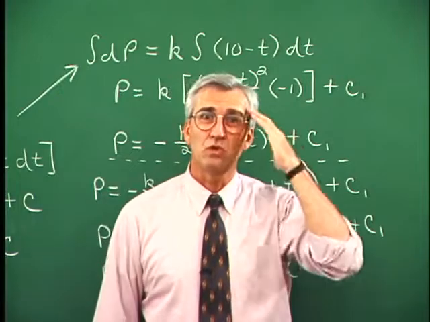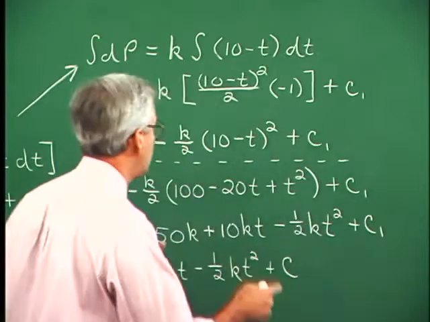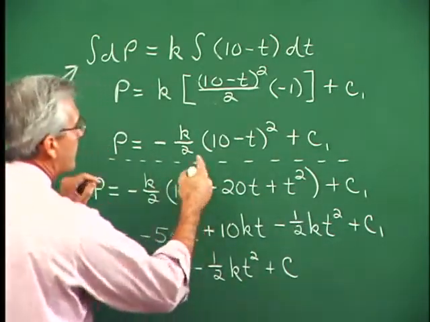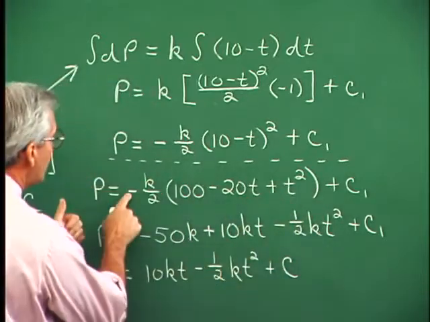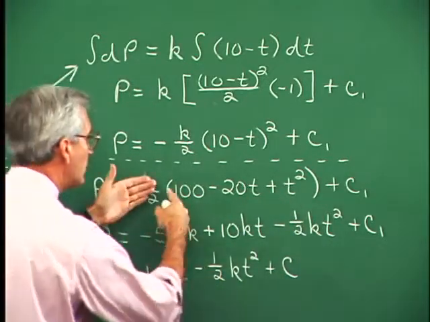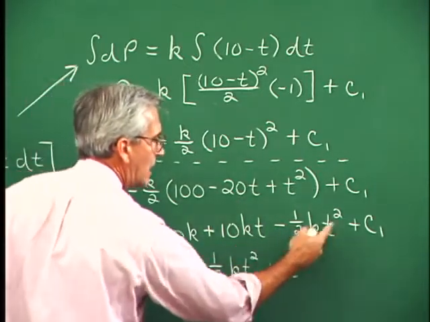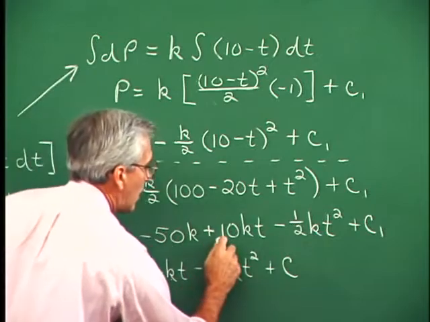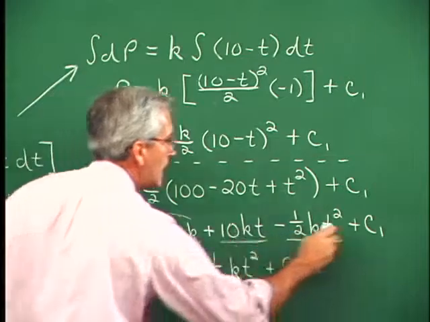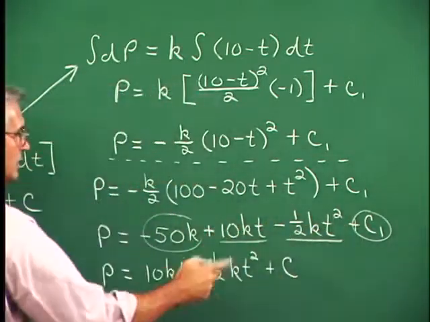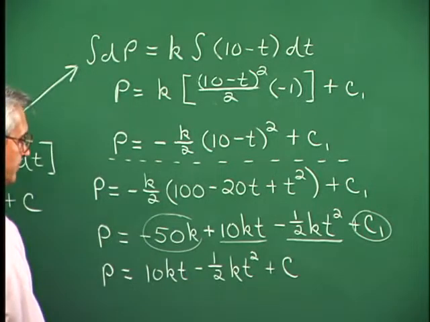And you might think, which one is right? Well, it turns out that we can manipulate from one form to the other, particularly from this form to the other. If we square the binomial, we get this trinomial, and if we multiply by negative k over 2 in this trinomial, we get negative 50k plus 10kt minus 1/2, and so on. Now these are terms that were in the other form, and notice that this is a constant and this is a constant. We just put those two constants together for one single c, and this expression is the same as the one before.